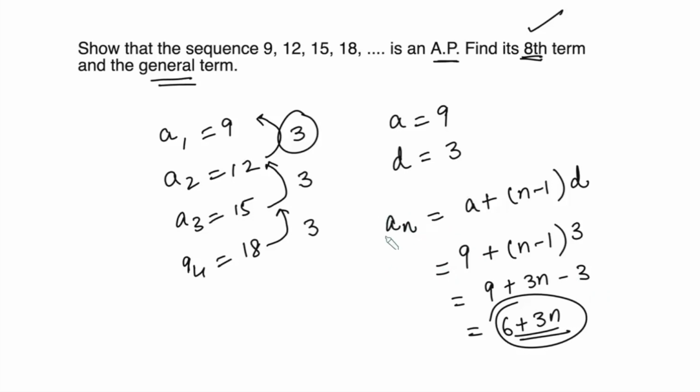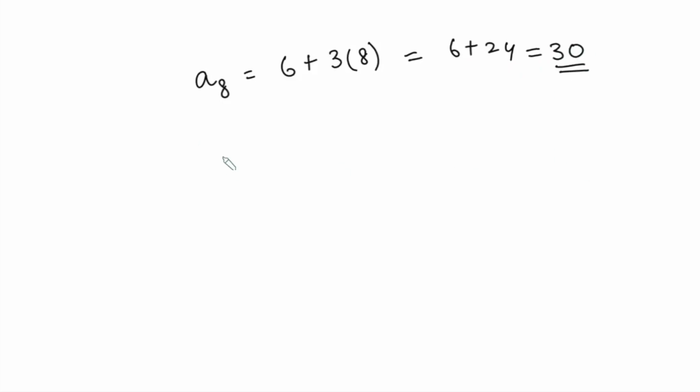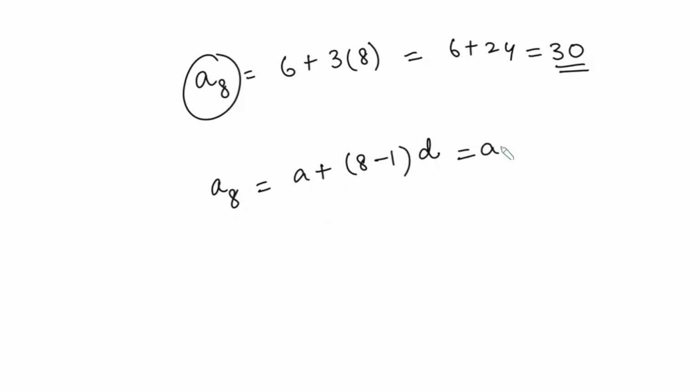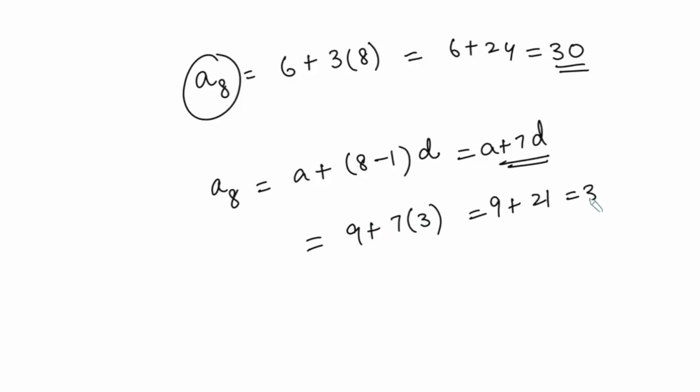So you replace n with 8. Replacing n with 8, we get 6 plus 3 times 8, which is 6 plus 24, which equals 30. We can also find the eighth term directly by using the formula a_8 equals a plus (8 minus 1) d, or a plus 7d. And this will be 9 plus 7 times 3. So you have 9 plus 21, which is equal to 30.